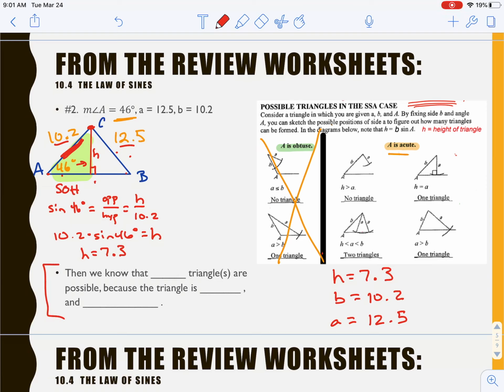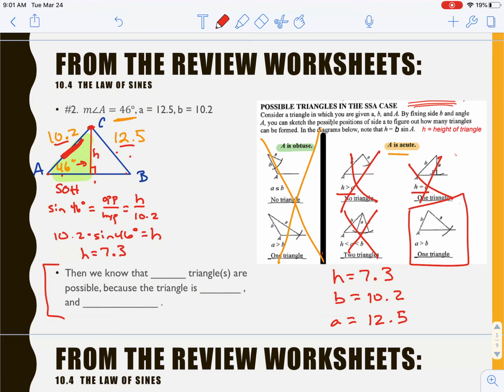Now it's going to be really easy for me to look through this. Is H greater than A? No. Is H equal to A? No. Is H the smallest? Good. Then A? No. Actually, A is bigger than B, so we know that's not the case. The last thing we see is, is A greater than B? Well, in this case, it is. A is 12.5, B is 10.2. This must be our scenario.